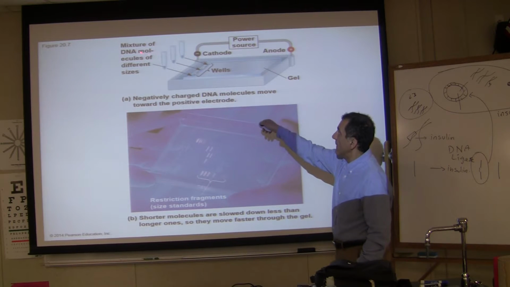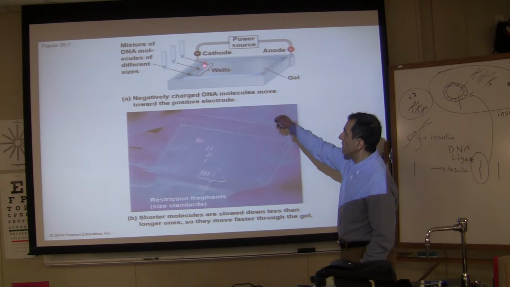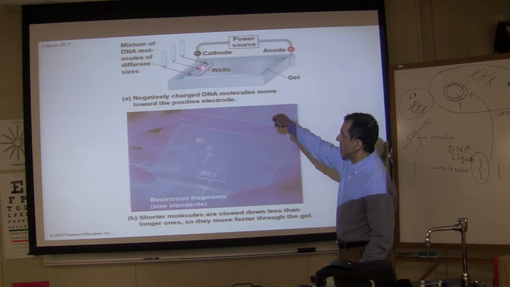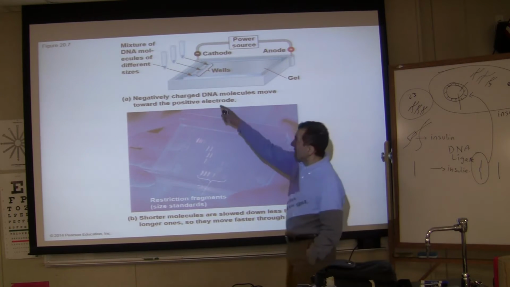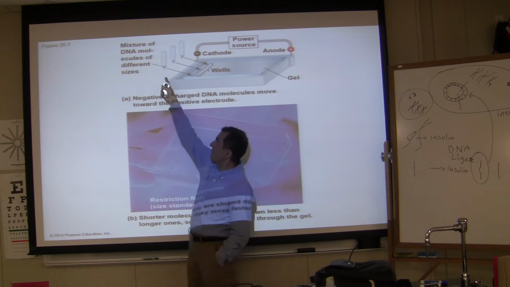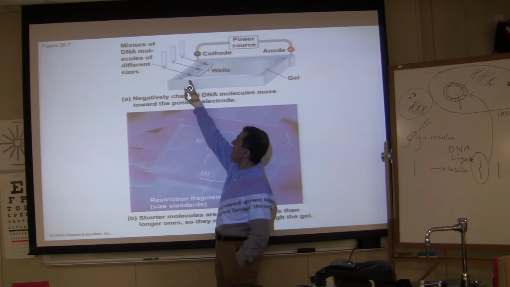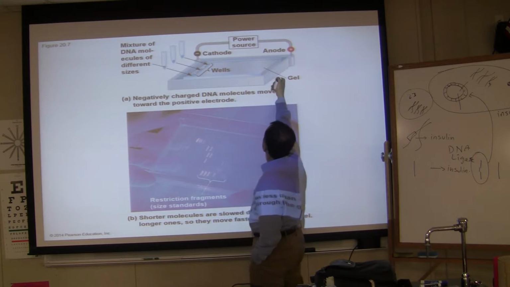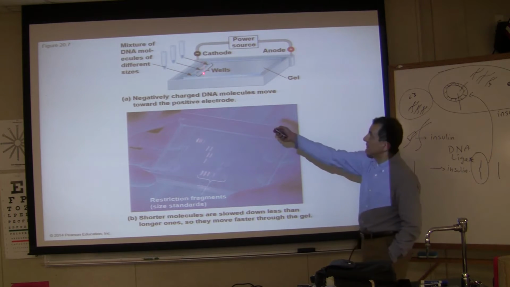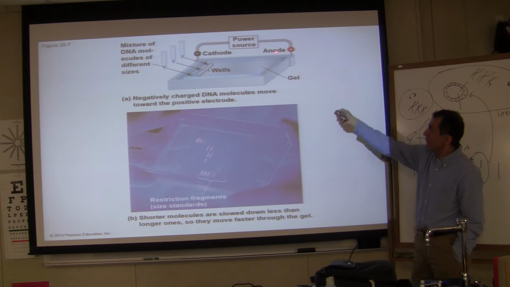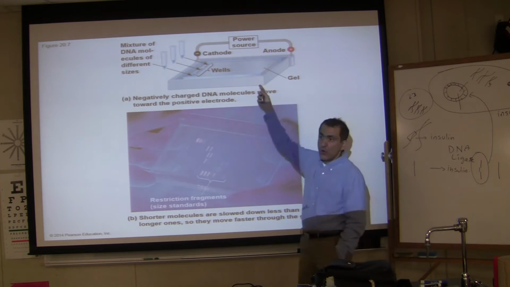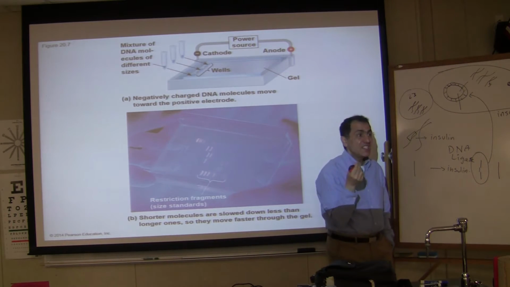Okay, a mixture of DNA is loaded up here. You take it from your vials, these are the vials, and you load it up here into the wells. There are wells in here. You take the DNA from the vials to the wells, and then you put electricity through it. DNA is negatively charged, so it moves toward the positive charge. They move toward the anode. And the material here is gel. You already felt gel in here.